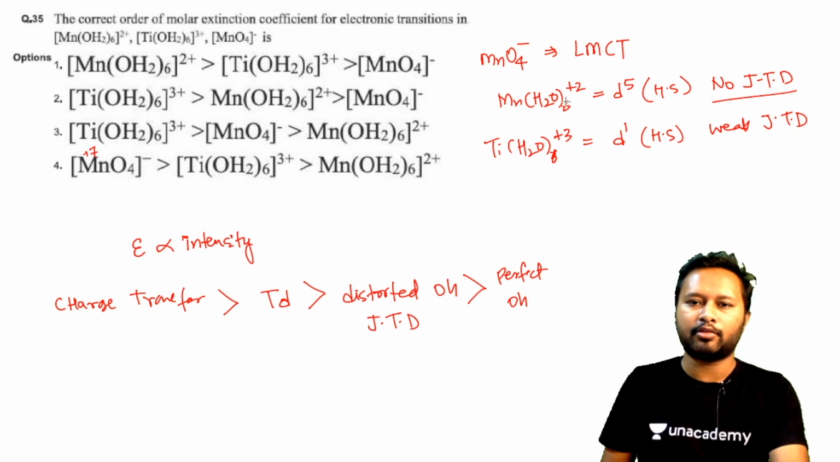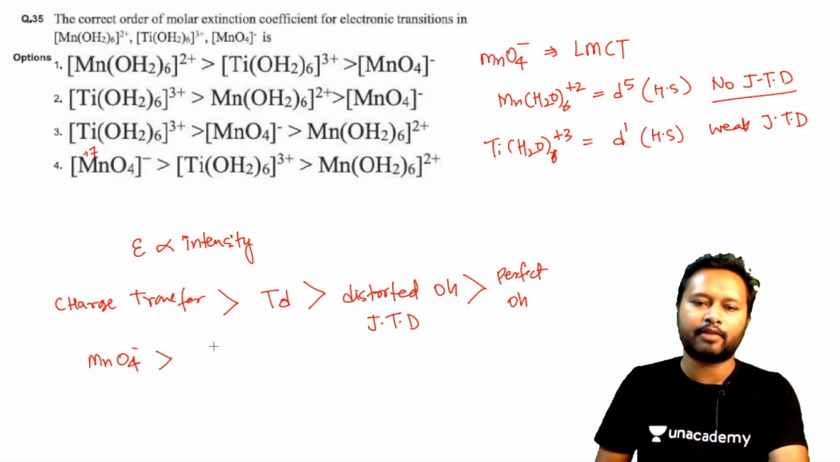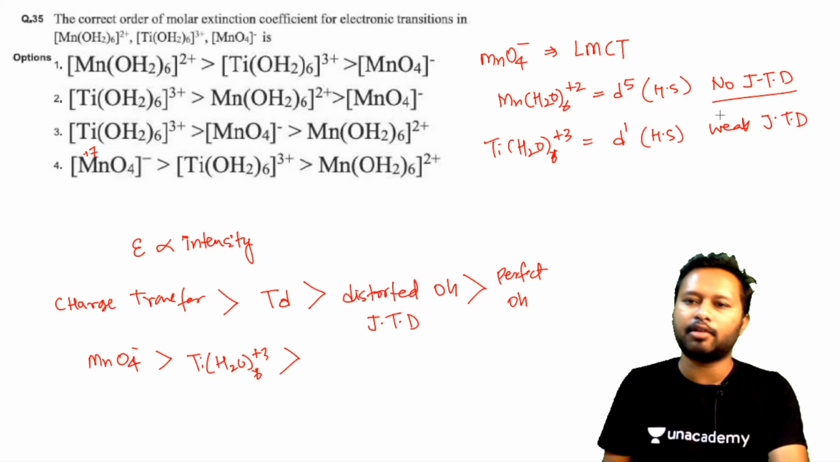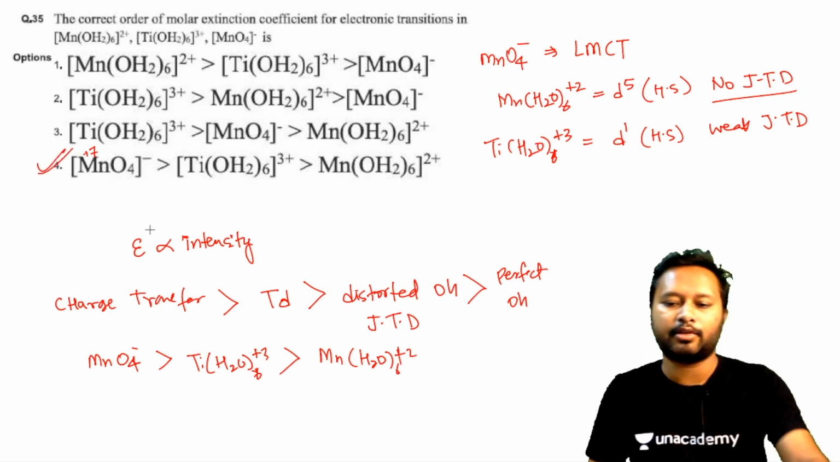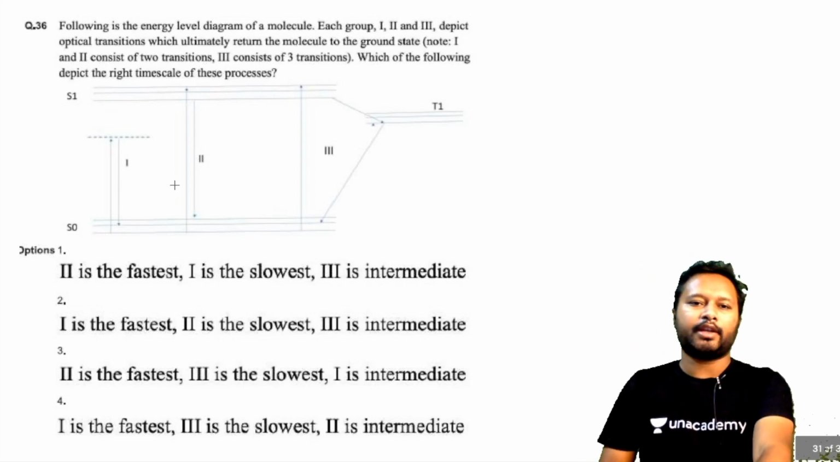So if you have to write down the order, charge transfer will have the highest intensity, that means your MnO4 minus should have the highest. Then among these two, the Jahn-Teller one will have the higher one, so Ti(H2O)6 3+, and the least one should be the regular octahedral, that is your Mn(H2O)6 2+. That's your option number 4. So option 4 is the correct option for this. Okay, let's see the next question.